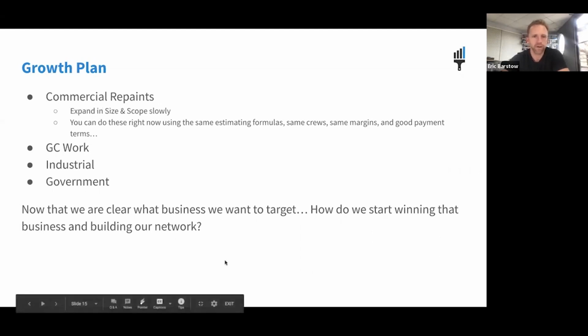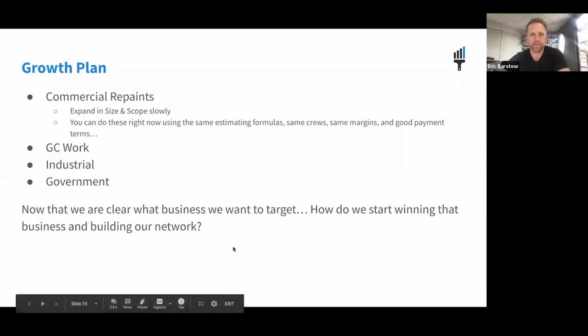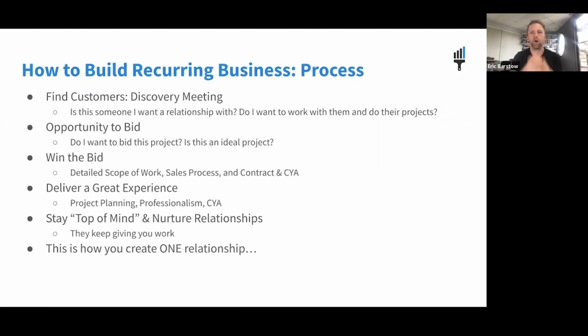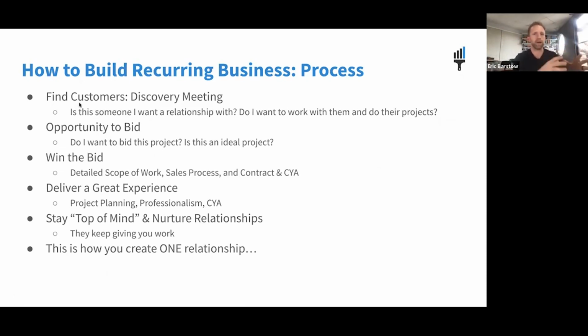So now that we're clear what business we want to target, how do we start winning that business and building this network of recurring business where people are going to refer us? So how to build recurring business. This is the overview of the process. First we need to find customers. Our customers, again, in the repaint situation, are going to be property managers or HOAs or building owners and investors or other people with similar titles. But let's just use property managers as the example as we go through the rest of the webinar.